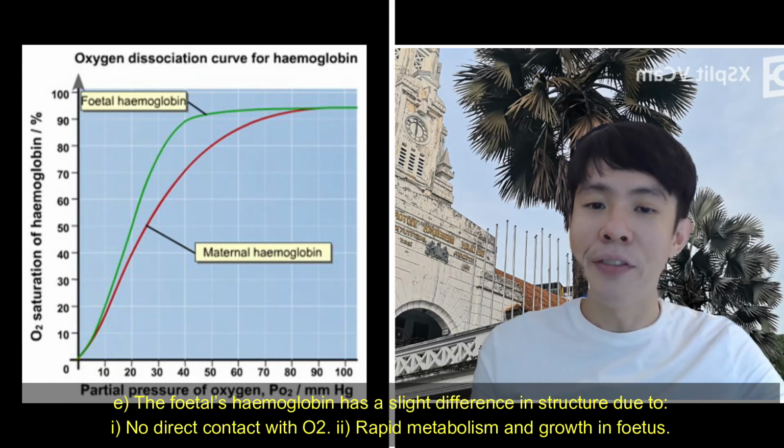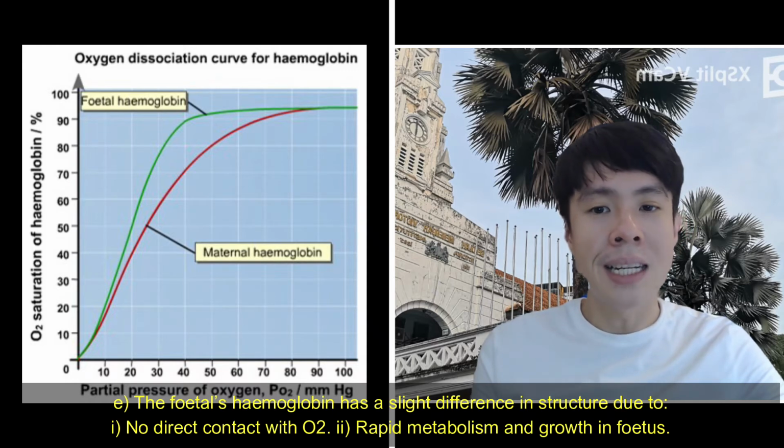E. The fetal hemoglobin has a slight difference in structure due to no direct contact with oxygen and rapid metabolism and growth in the fetus.